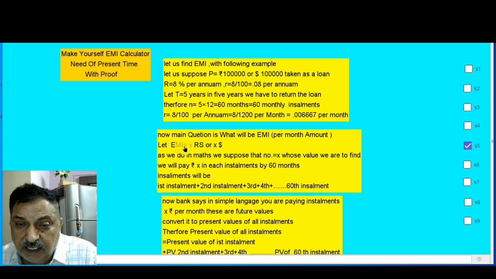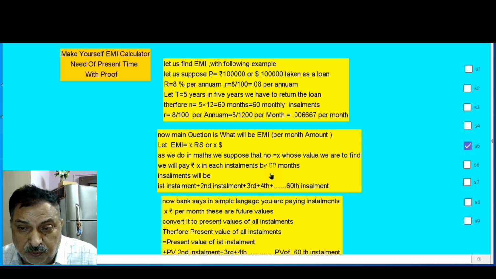Let EMI be equal to X rupees. As we do in maths, we suppose the number to be found is equal to X. We will pay rupees X in each installment for 60 months. The installments will be first installment plus second installment plus third installment plus fourth plus fifth plus up to the 60th installment.